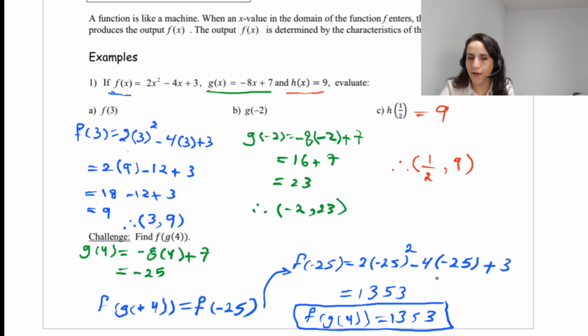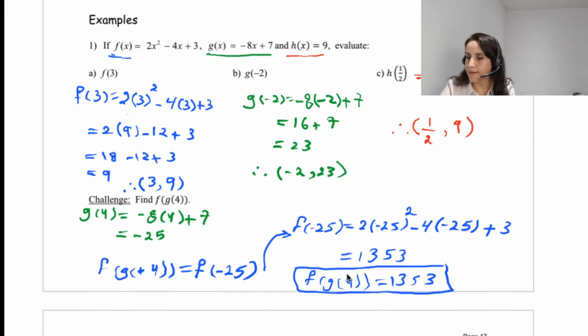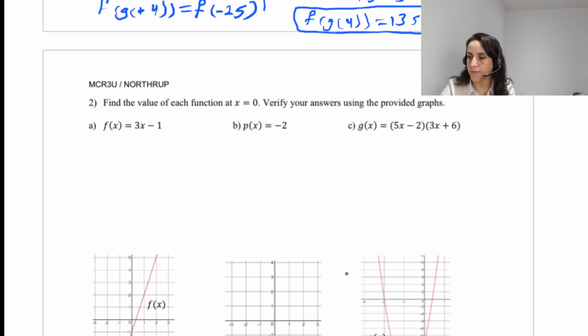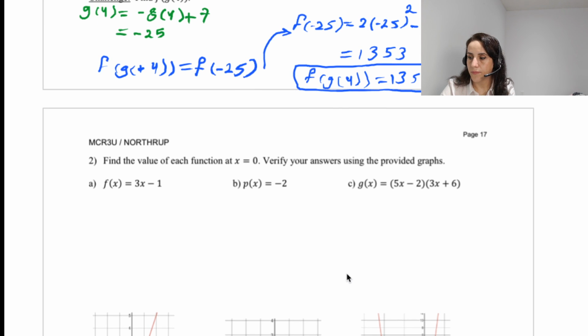So far, so good. Now we are going to the next example. Find the value of each function at x equal to 0. When I'm plugging in x equals 0, technically I am looking for the place where the function is hitting the y-axis, because on the y-axis, the value of x is 0. Now here we are going to calculate f of 0.